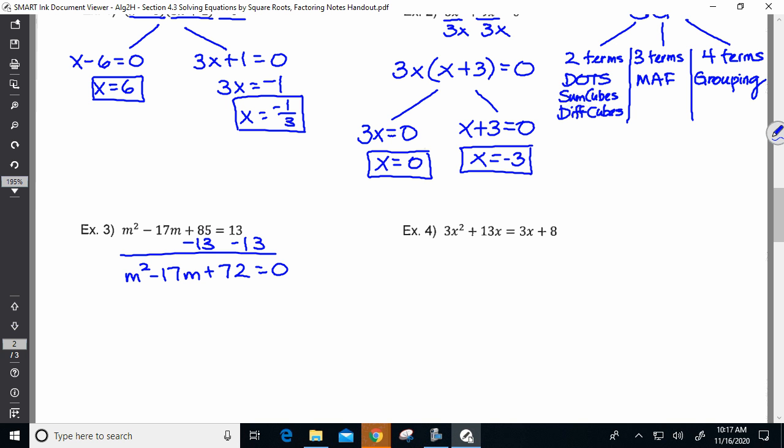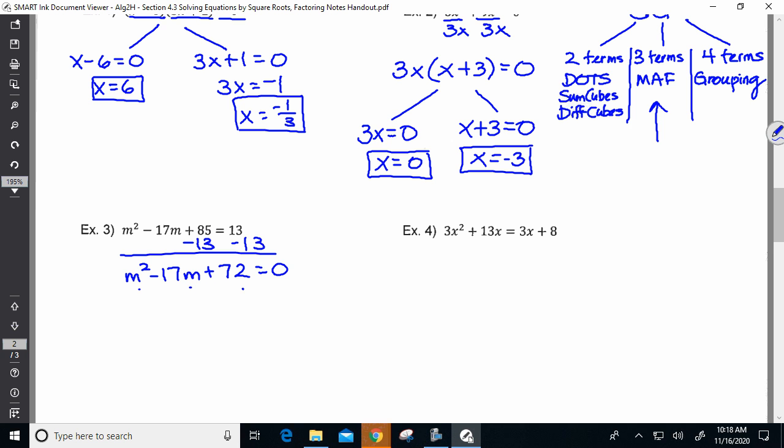So, if you don't do that to start the problem, number one, good luck trying to find anything that multiplies to 85 and adds up to negative 17. And two, just go ahead and mark the problem wrong. Once the equation is equal to 0, though, you can go ahead and factor it. There is no greatest common factor out of all the terms. You have 3 terms, so this becomes an MAF problem.